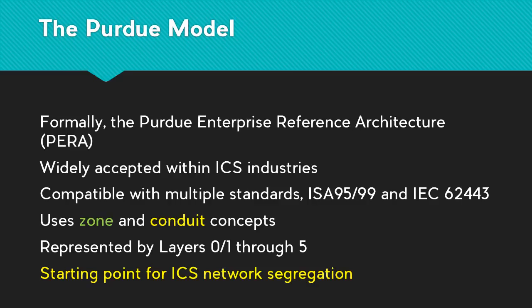The Purdue model is the starting point for ICS network segregation. And again, it's a model. Your implementation is going to vary. But look at this as, this is how I should start looking at these things.